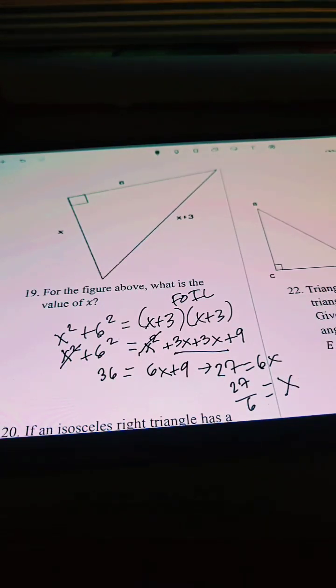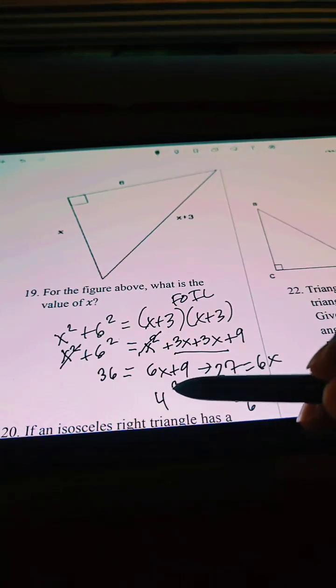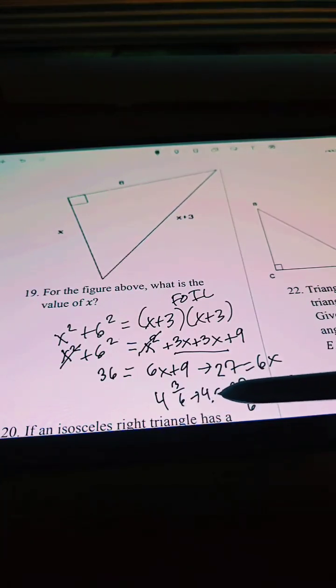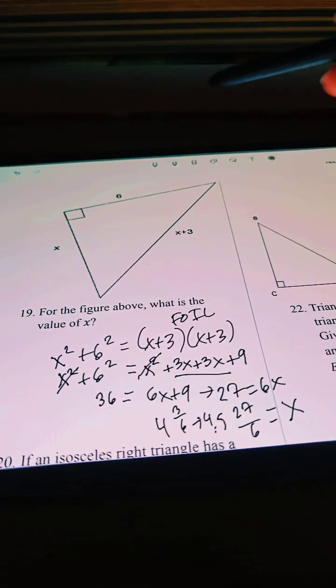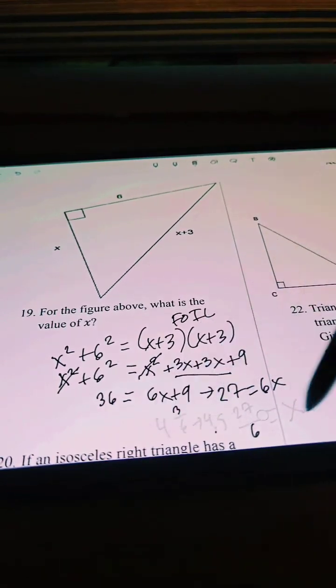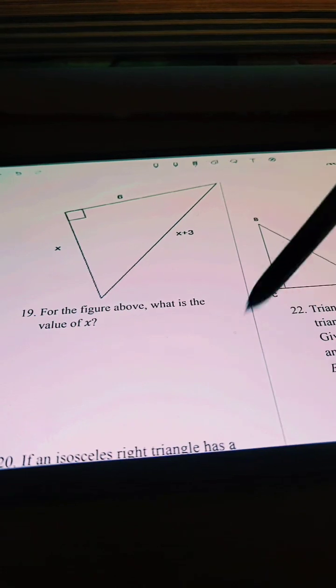Hold on. I feel like that is wrong. Wait. So then that goes in 4, and 3, 6. So that's 4.5 is what x is. Let me just double check that. That's 19. Yeah, it's 4.5. Okay. For some reason, I thought I remembered that this wasn't a decimal when I did it, but I guess it is. So that's the answer for what x is.